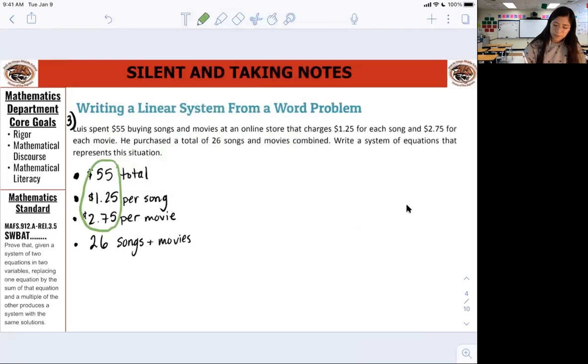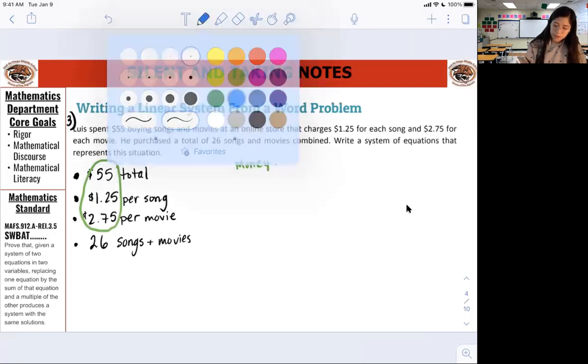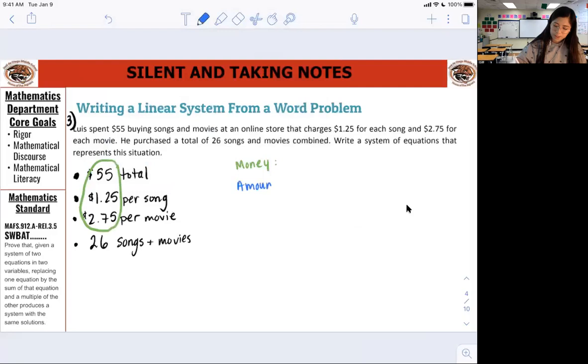So we have our 2 equations. One has to do with money, so one is our money equation, and one is going to be our amount, how many. Well, for the money equation, we know that it's $1.25 per song, so I'm going to put an S. And then we know that it's $2.75 per movie, so I'll put an M. And both of those together add up to 55. So there's my equation for money.